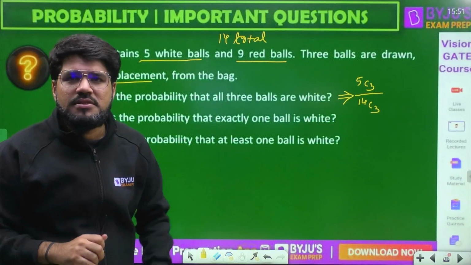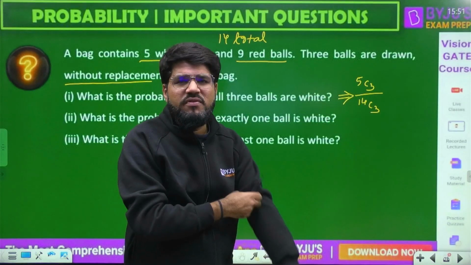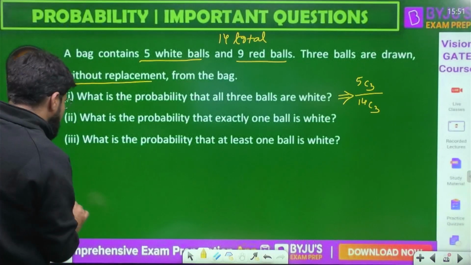Guys, calculations you can complete. I've just written this, 5C3 upon 14C3. I hope everybody can complete the calculations. So what is the idea I'm telling you?